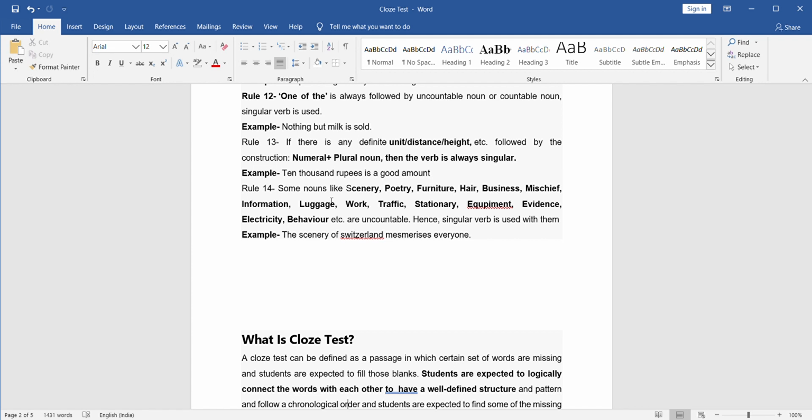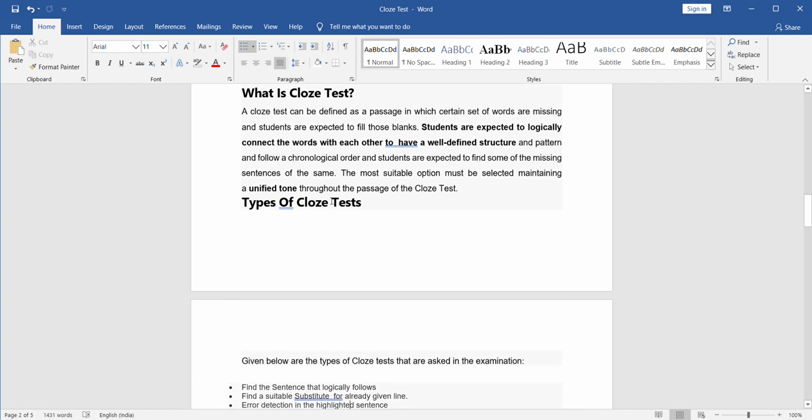Some nouns like stationery, poetry, furniture, hair, business, mischief, information, luggage, work, traffic, equipment, evidence, electricity, behavior are uncountable. And uncountable always uses a singular verb. So I hope everybody is getting my concept, right? This is a very important concept.